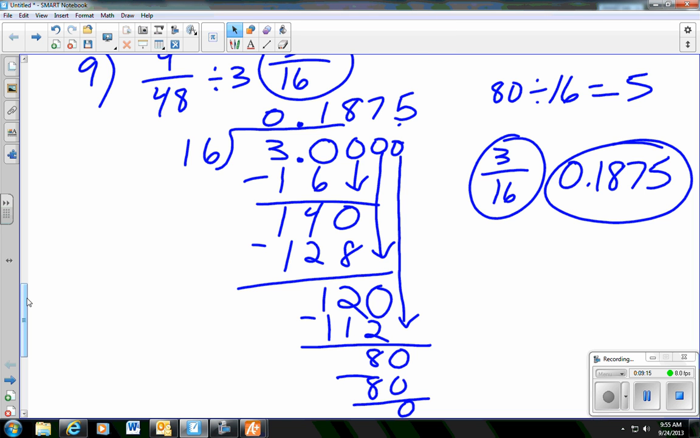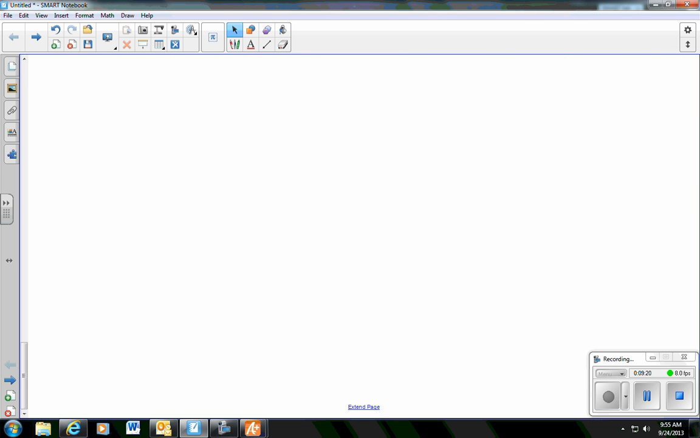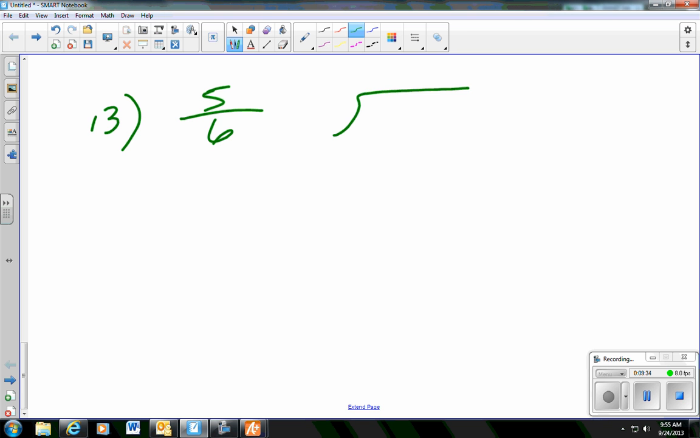Okay, one last one here. If we look at number 13, 5 over 6. Number 13 says 5 over 6. And it's telling us that this is going to be a repeating decimal, and they want us to go out 3 places. So 5 over 6, same thing. Top number goes on the inside, bottom number on the outside. Decimal point, add a 0, bring your decimal straight up.